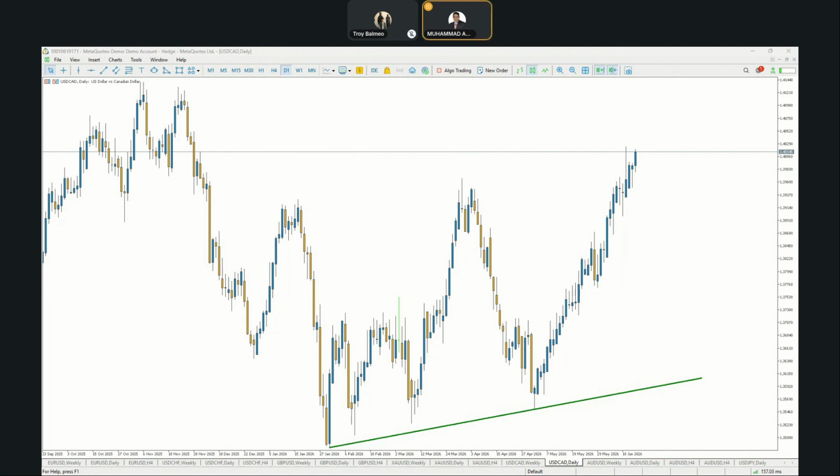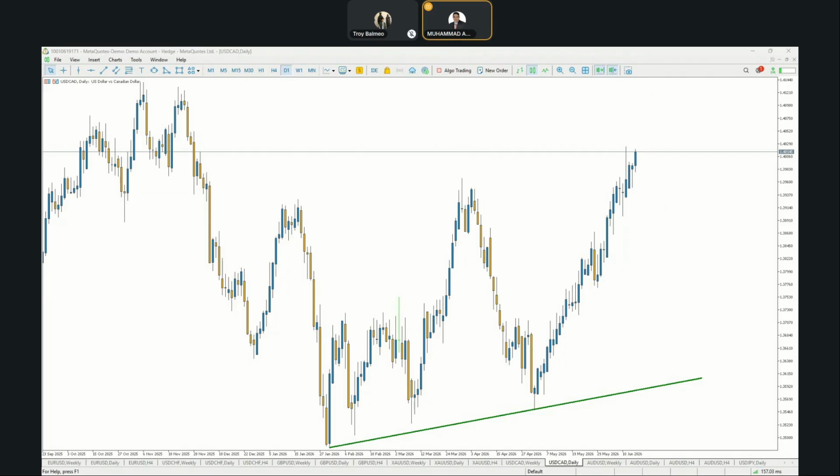Upside potential for USD CAD if RMPI shows a deeper contraction than expected. Currency traders should expect sharp volatility around the release as currency markets adjust inflation expectations for Canada.